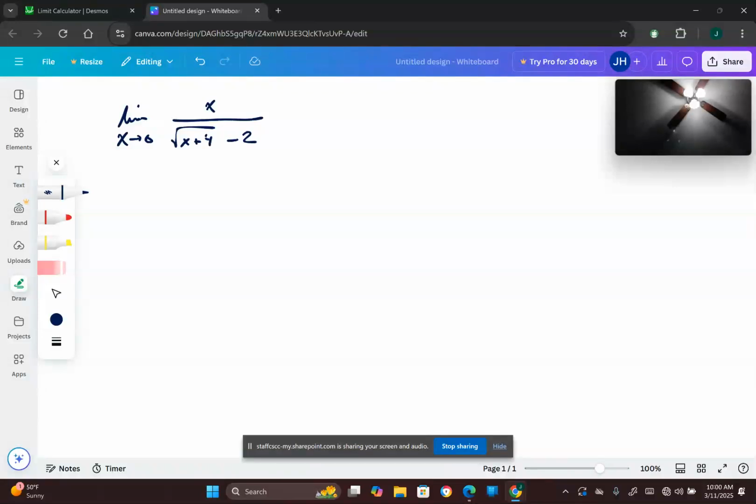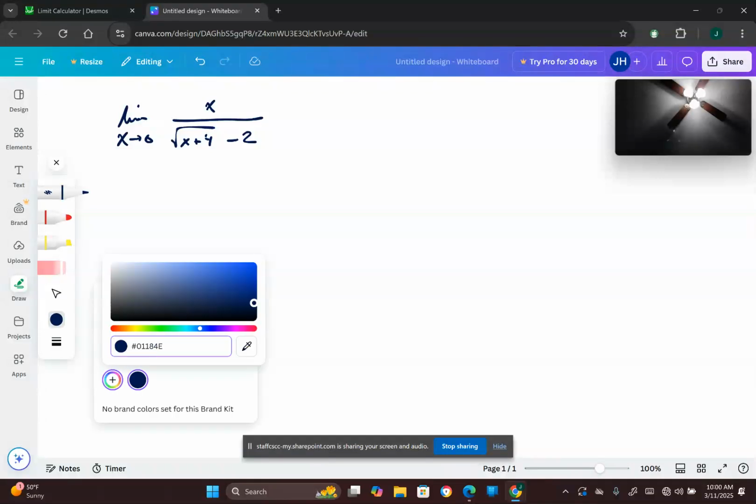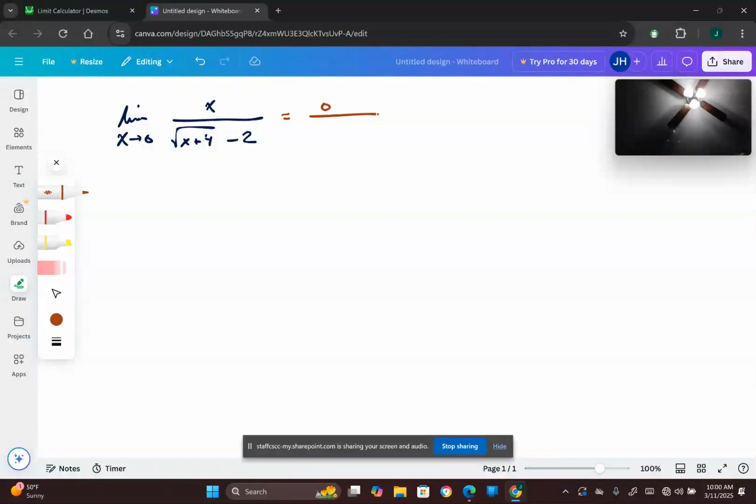Now, what happens here when I plug in 0? When I plug in 0, it's going to give me 0 over radical 0 plus 4 minus 2. Well, that comes out to be 0 over 0. That, ladies and gentlemen, is an indeterminate form. An indeterminate form basically means that you cannot find the limit the way it's written. It doesn't mean you can't find the limit. It just means you can't find the limit the way it's written.